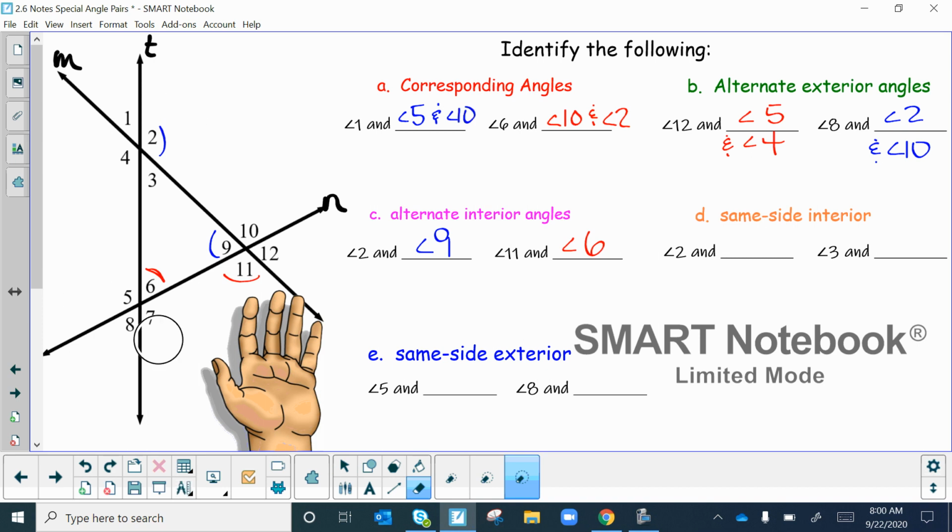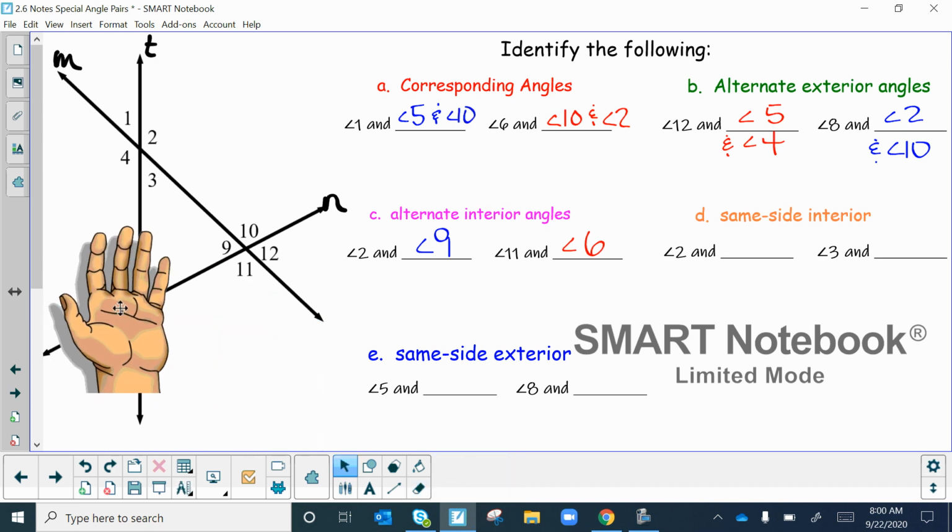Let me erase these other ones. So 2 is in the interior when I cover it like this. So it's 2, 3, 9, and 10. Those are the interior angles. So 2, and we need it to be on the same side. So we don't want to pick 9 because that would be alternate interior like over here. So it's going to be with 10. So 2 and angle 10 are same side interior angles.